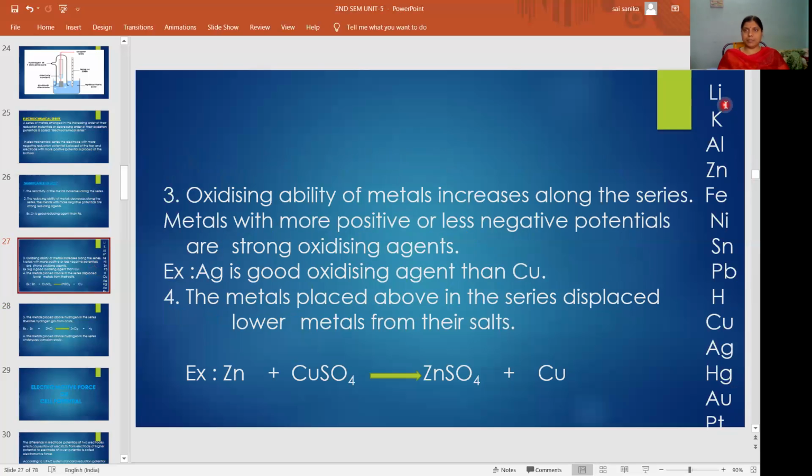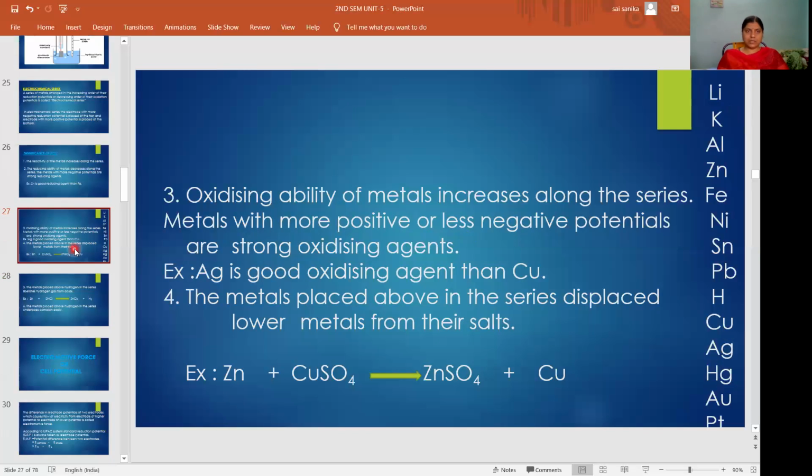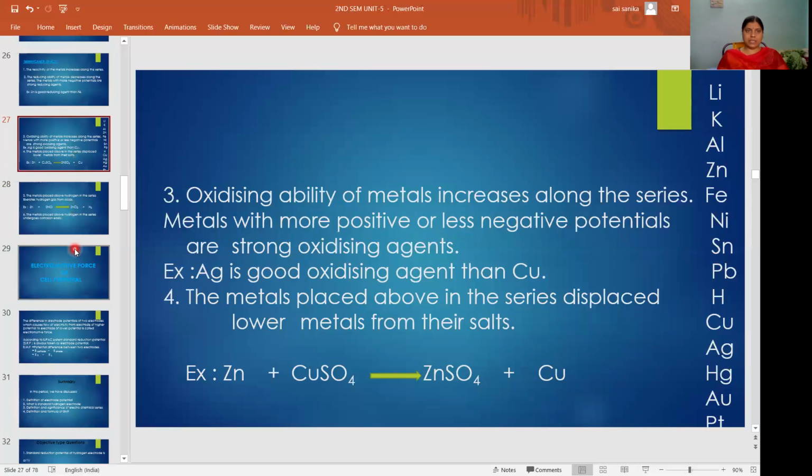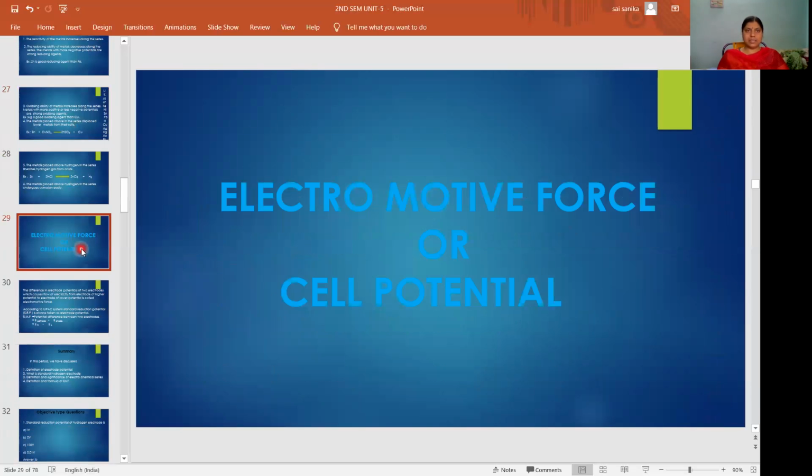That means lithium is having more negative reduction potential and platinum is having more positive reduction potential. So this is the series of arranging the metals in the increasing order of their reduction potentials or decreasing order of their oxidation potentials. Okay, this is about the electrochemical series, what it is and its significance.